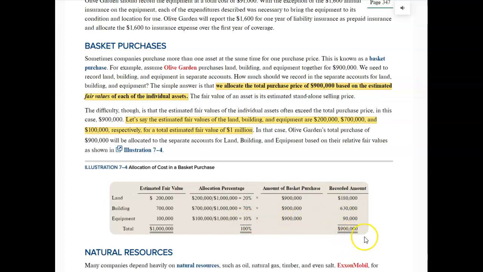So this overall purchase price of $900,000, and let's say we wrote one check for that, we split it between the land, building, and equipment. We split the cost, but we do use fair market values over here, but we only use fair market values to help us decide how much of the cost goes to each of these three assets.